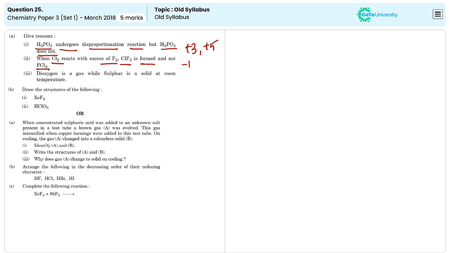Another reason we can say ClF3 is more stable compared to FCl3 is the high reactivity of fluorine and its strong oxidizing nature, which favors the formation of ClF3 because chlorine can accommodate 3 fluorine atoms in a stable arrangement.